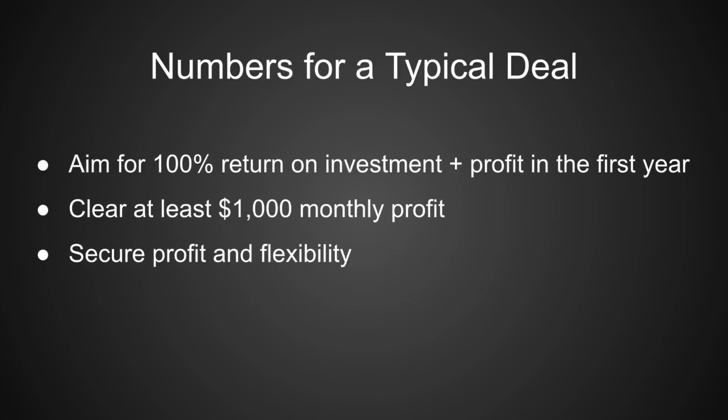Now let's talk numbers. For a typical Airbnb arbitrage deal, I target properties where I can make 100% of my invested capital back plus a profit within the first year. Obviously, if we don't get renewed for the second year, my goal is to clear at least $1,000 profit.